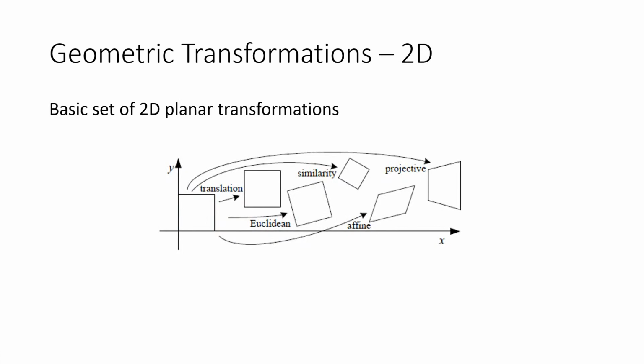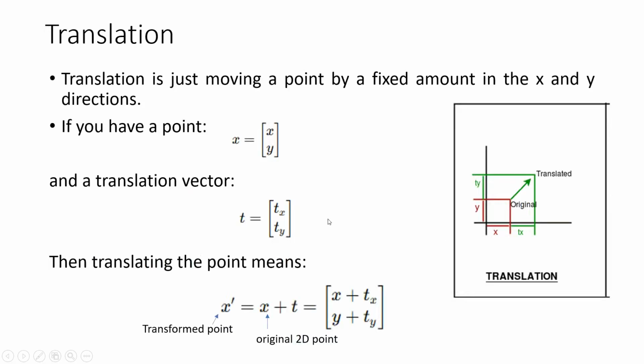Here is the set of 2D planar transformations. The first one is translation, then Euclidean, similarity, affine, and projective. We'll see all the five types in detail now. Translation. Translation means it is just moving a point by fixed amount in the x and y direction.